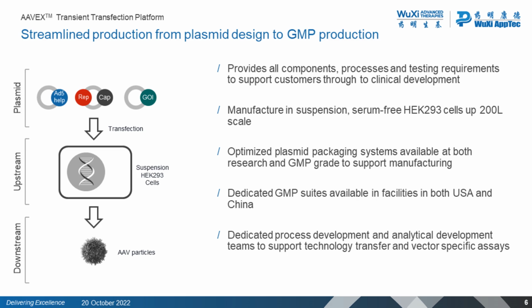We aim to provide all components, processes, and testing requirements to support clients through to clinical development. We have dedicated GMP suites in both the US and China that can provide production up to 200-liter scales, along with process and analytical development and support of tech transfer and the vector-specific assays.